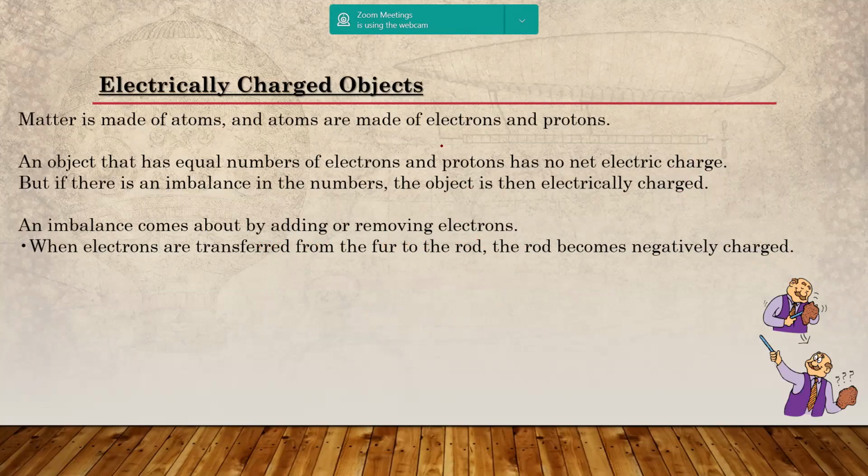Now we say that atoms are made of electrons and protons, and matter is made of atoms. So matter is made of atoms, and the atoms are made of electrons and protons. What does it mean? That means everything you have, be it a pencil, calculator, book, laptop, any object, any matter, has electrons and protons. Why? Because any matter is made from atoms, and these atoms contain electrons and protons.